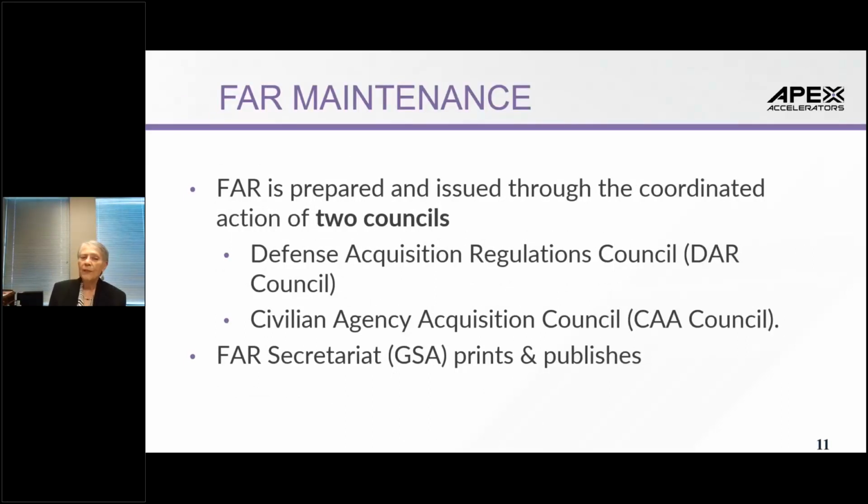So how is the FAR maintained? It is not a static document. It will change with time. So it's prepared and issued through the coordinated action of two councils. You have the Defense Acquisition Regulatory Council, or DAR, and the Civilian Agency Acquisition Council, or CAA Council. And then the FAR Secretariat, operated by GSA, prints and publishes the FAR. So it distributes it to everybody.